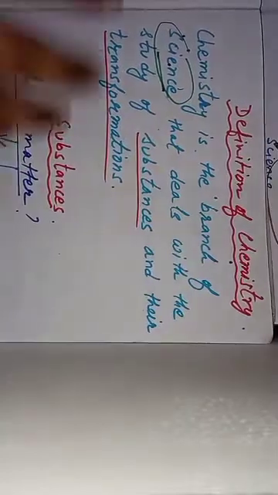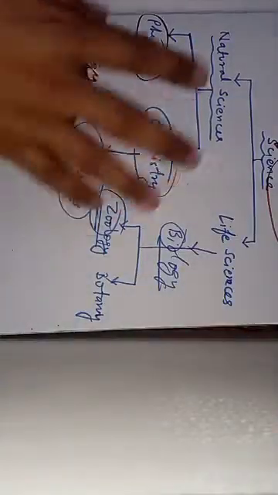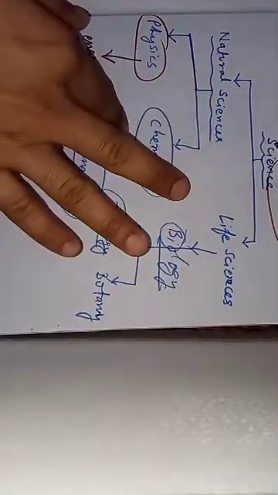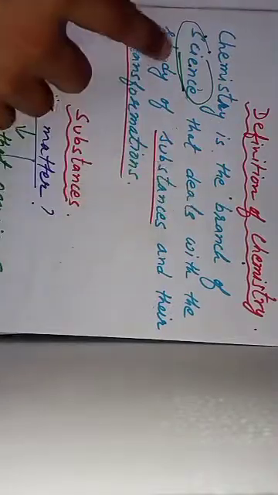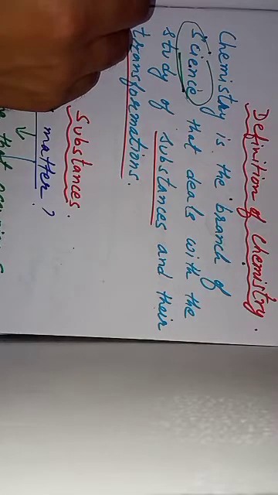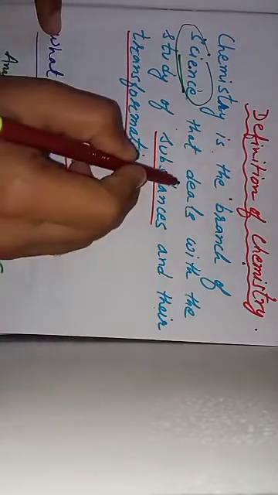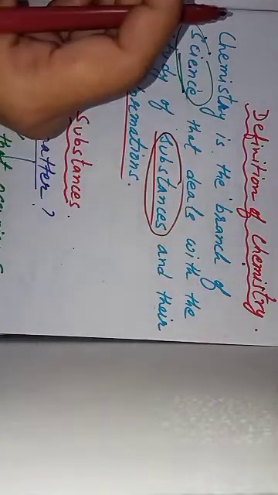What is chemistry exactly? You can see the definition over here. Chemistry is the branch of science. As I showed you, it's one of the branches of natural science that deals with the study of substances. So what do we study exactly in chemistry? We study about substances. What are substances?